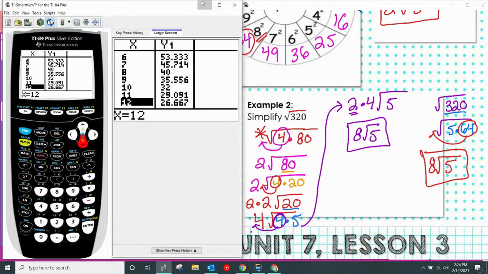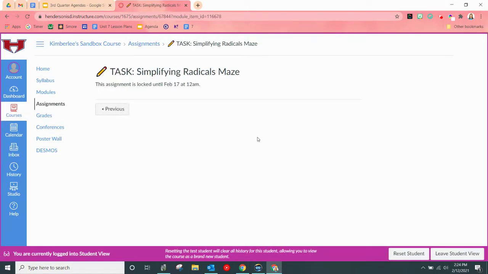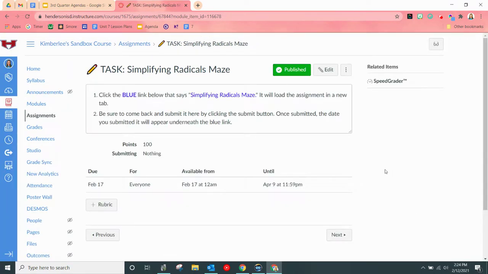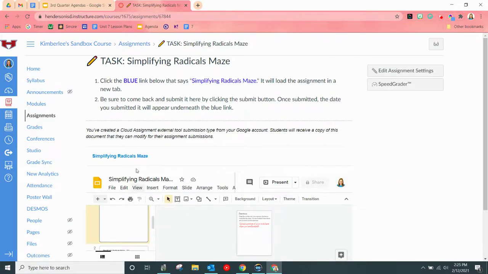Now, for your assignment today, you pull up the maze. Let's see if it's going to let me open it. It may be locked. I have to do this right here. Okay, there. Whoops. Hang on just a second. Let me pull this up and then I'll be back. Okay, so I'm back. I've got it opened up now.